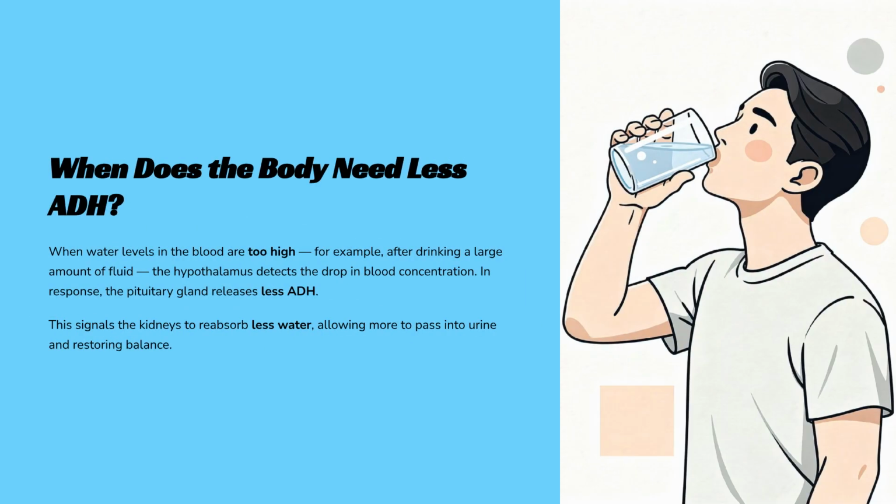The body needs less ADH when blood water levels are too high, such as after drinking a large amount of fluid. The hypothalamus detects the drop in blood concentration, and the pituitary gland releases less ADH. This signals the kidneys to reabsorb less water, allowing more to pass into the urine and restoring balance.